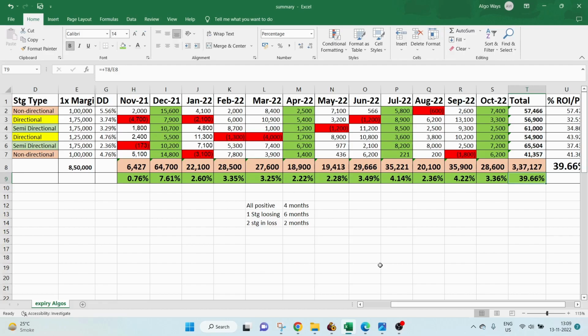So I will be there to help if somebody needs help on these allocations, and the same can be discussed on private messages or in the Telegram channel openly. So I think that is it in this particular video. You can go through the backtest and other details and ask any question in the Telegram channel, and then see where you can deploy these algos in your portfolio.